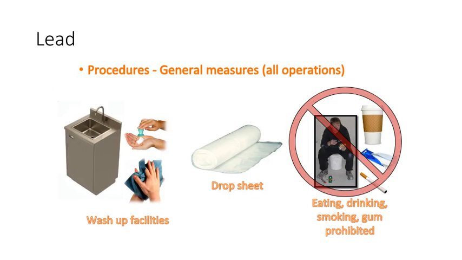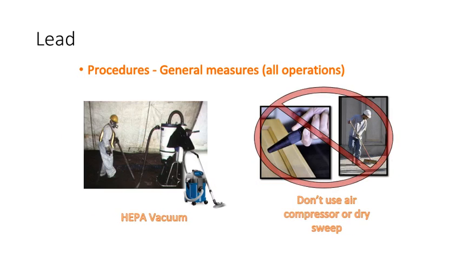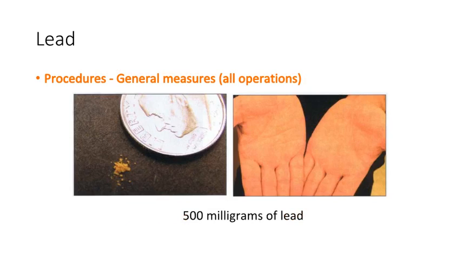In the lead regulations, general procedures must be in place as they relate to wash-up facilities, the use of a drop sheet and any eating, drinking, smoking and gum chewing. The general procedure must include the use of a HEPA vacuum in the abatement operations. 500 milligrams in one shift is all you need to be overexposed to lead.